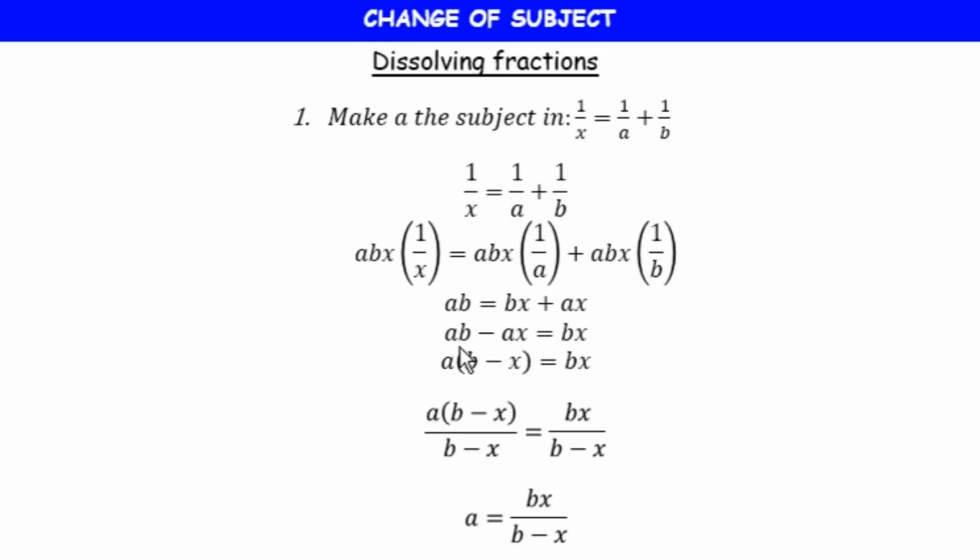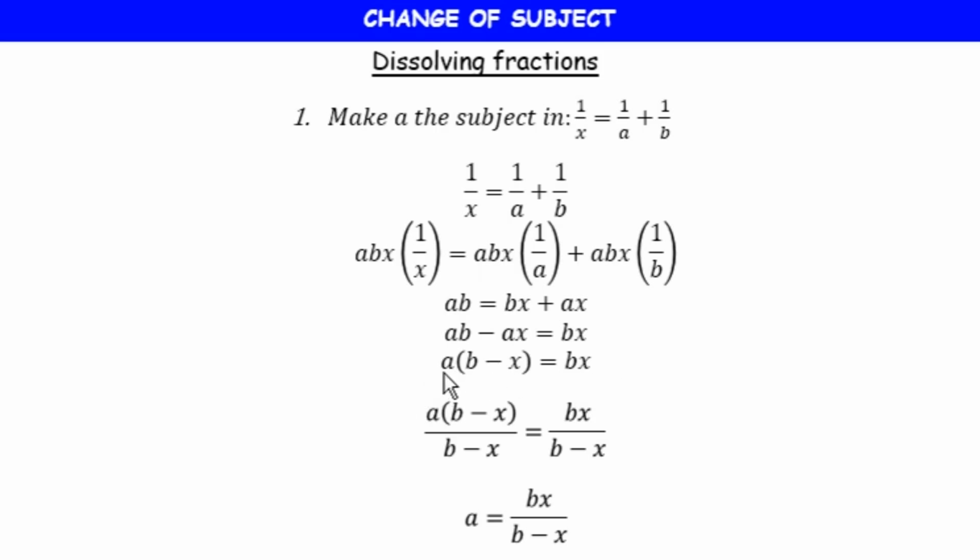And then as usual, we are going to factorize a out, right? So there's a here, there's a here. So we're going to bring a out, and then we open the bracket, and then we are going to divide. So how many times is a going into ab? That is b times, right? How many times is a going into ax? x times. So we're going to have a into bracket b minus x, all is equal to bx.